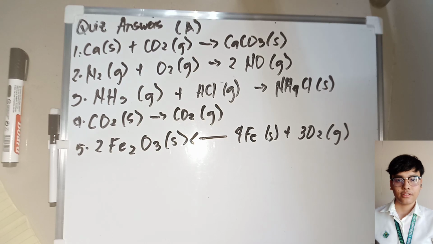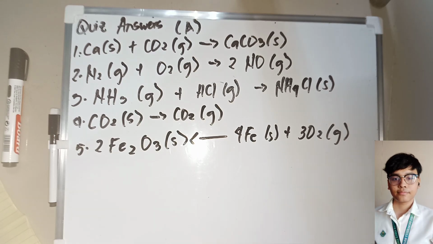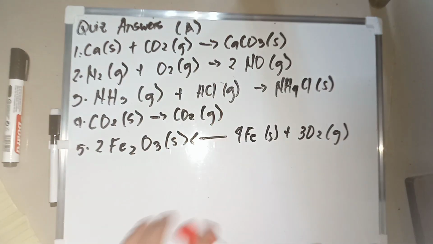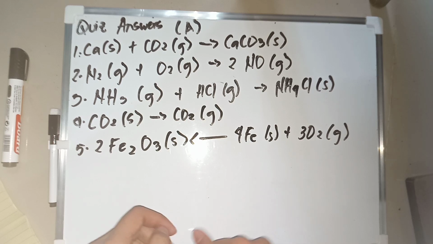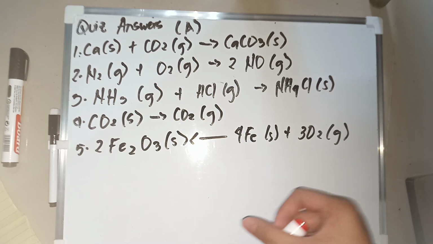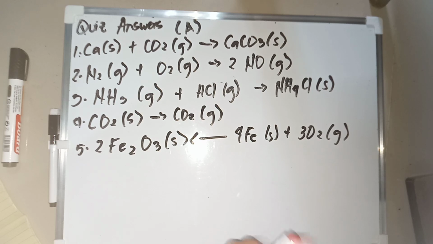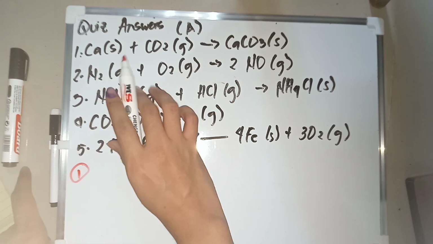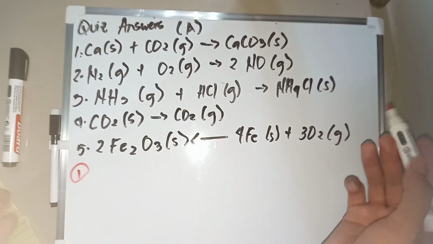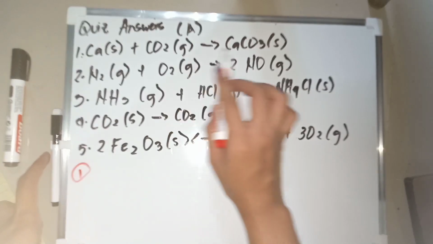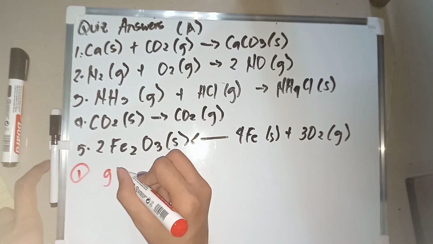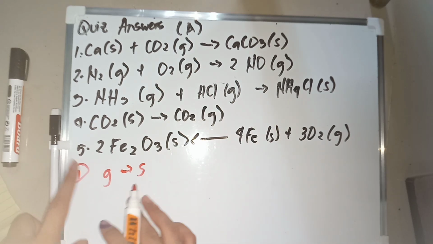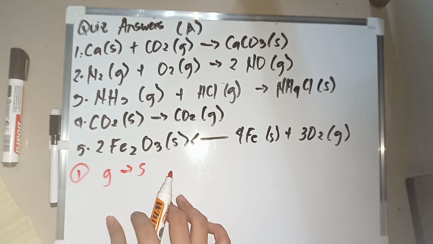And now for the answer. Let us take a look. So now we're gonna answer the quiz. Quiz A first, predicting the signs of entropy. So number one. In number one, we're gonna look at the phase first. So we go from gas to solid. And the number of molecules.